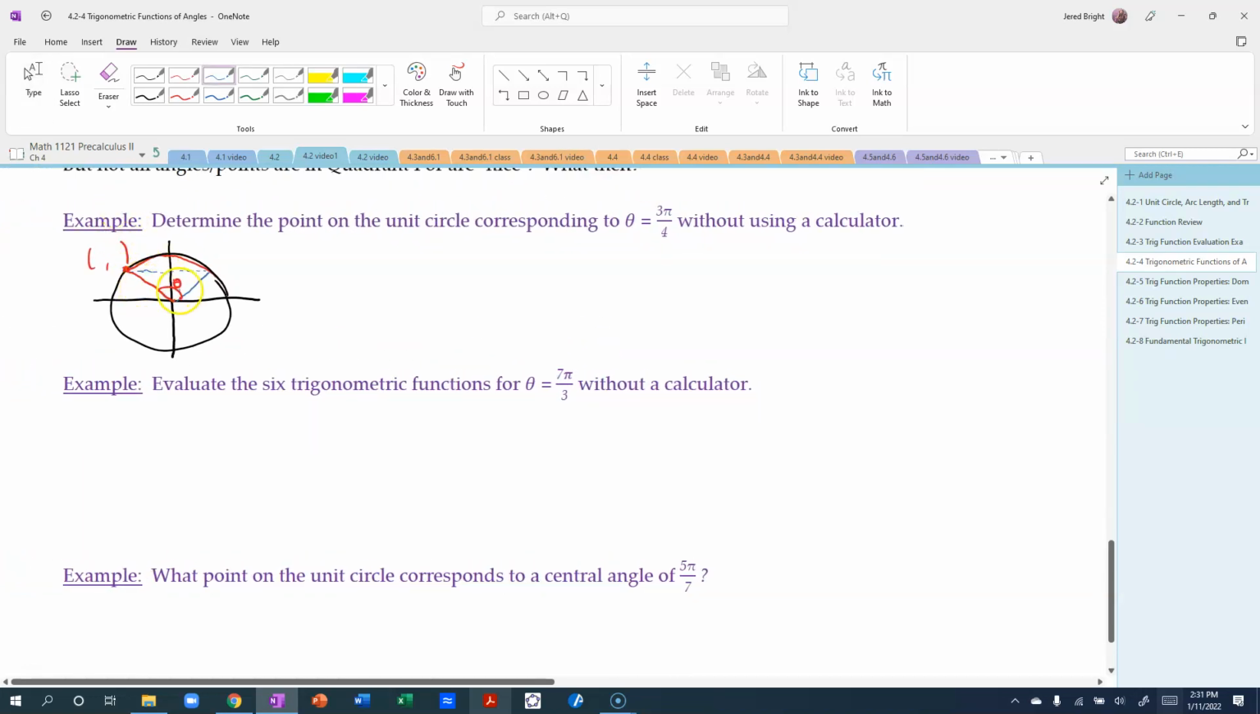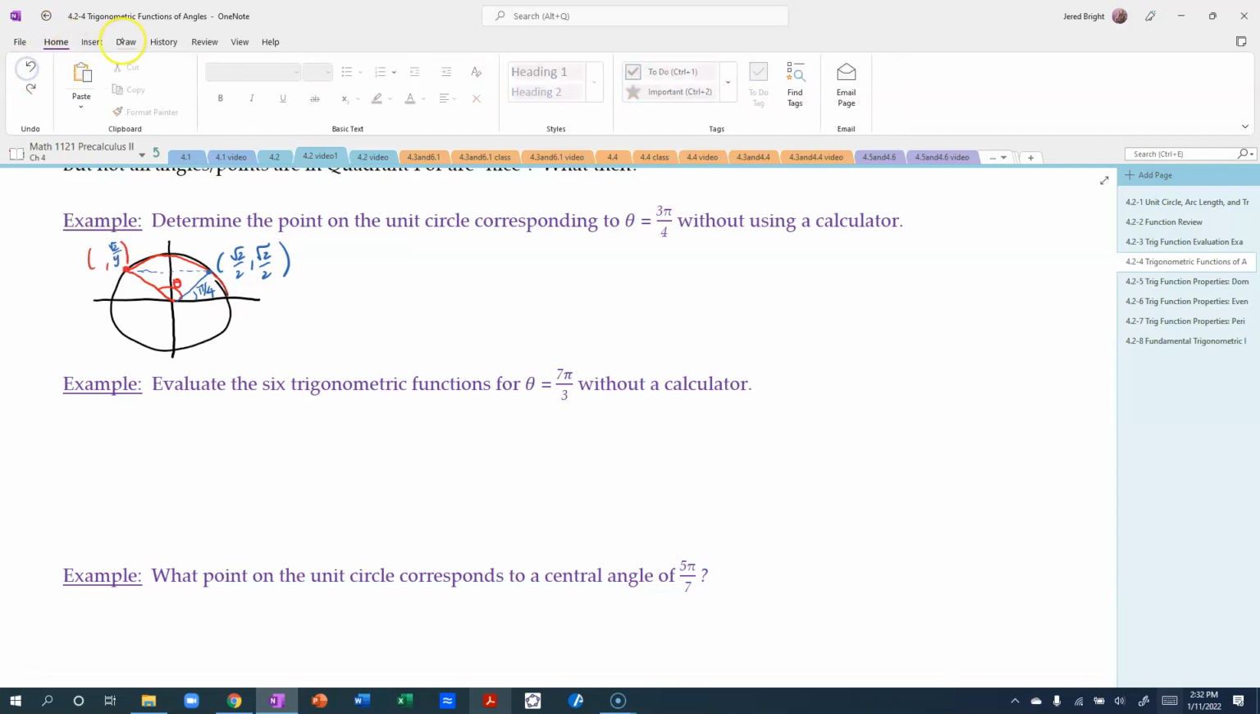3 pi over 4 looks like it cuts quadrant 2 precisely in half, so it would be a reflection of pi over 4. So this is positive square root of 2 over 2, and square root of 2 over 2 for a coordinate. And now when I reflect it across the y-axis, the y-axis reflection, let me write that again.